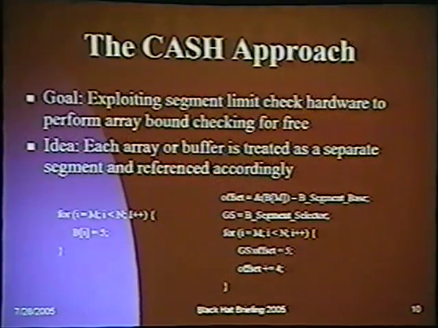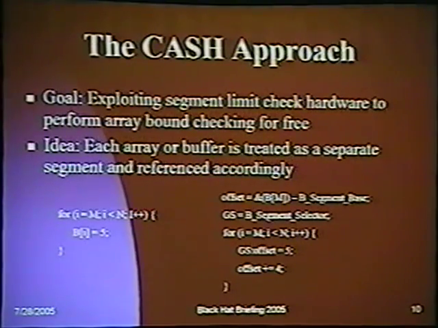The basic goal of this cache system is trying to exploit this segment limit check hardware to perform array bound checking for free. You see the similarity between the two. For array bound checking, for every memory reference, I'm going to find the corresponding object and figure out whether this particular memory reference lies within the lower and upper limit of that object. For segments, it does a similar thing. For every reference, it also checks whether it lies within the lower and upper limit of the corresponding segment. So that's exactly what you want.